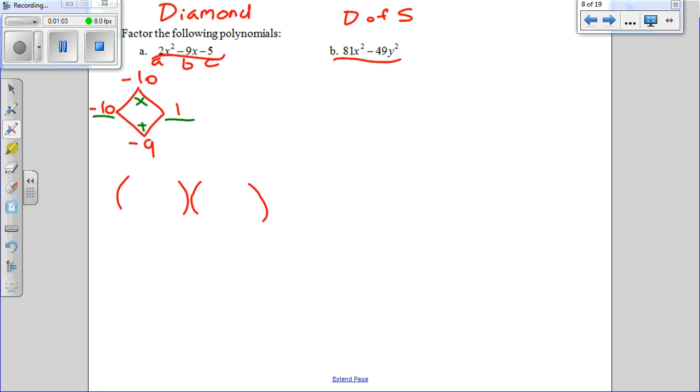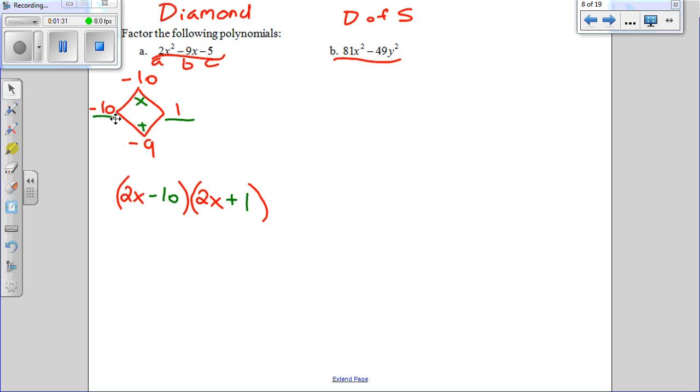When your trinomial has an A value, the A value has to be the first in both sides. So in this case, you put 2x and 2x. The sides of the diamond, you then put in the two spaces in the brackets. That's how you should be factoring using diamond method.